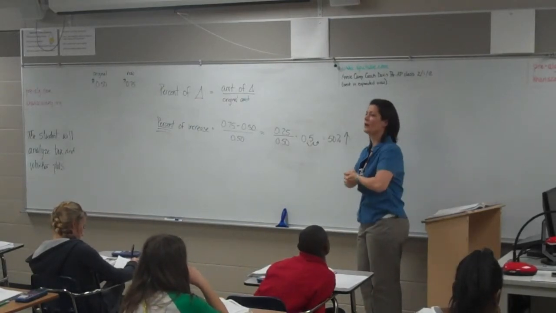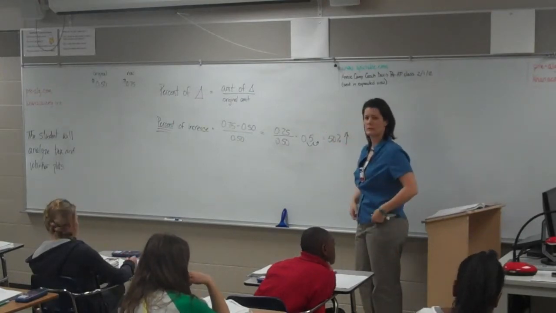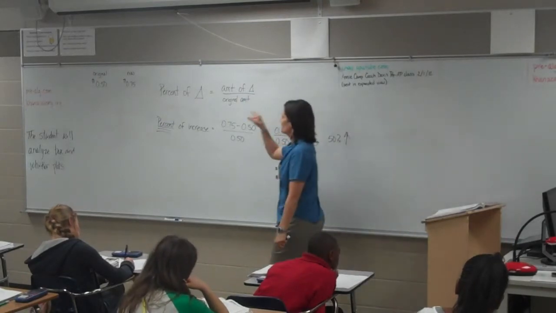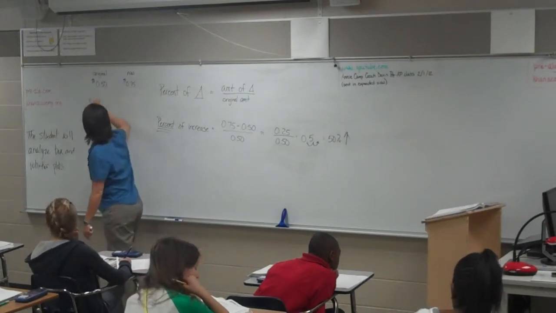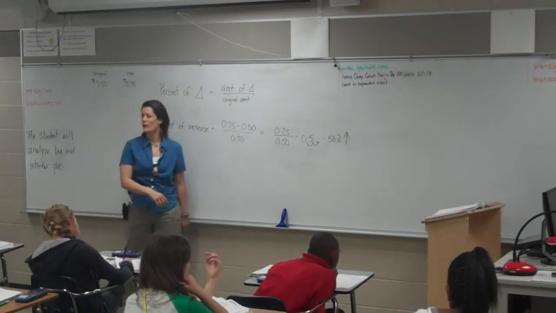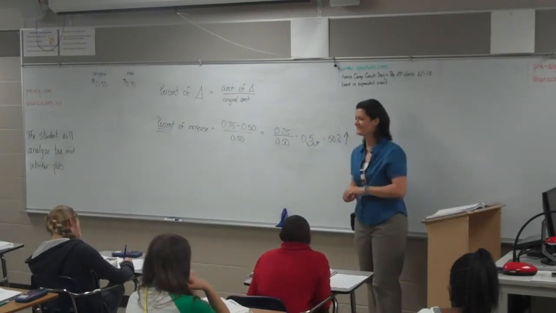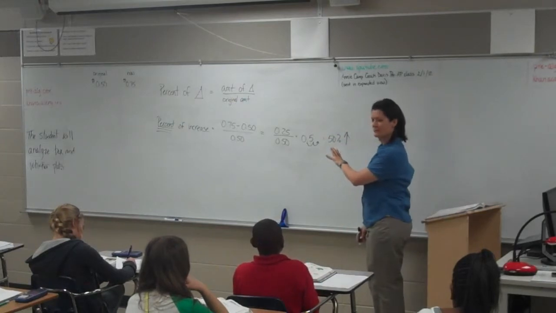If it was a 100% increase, what would your new amount be? $1. You doubled your amount. You took 100% of the original and added it back to it. You took 50 cents, you took 100% of it, you added it on, and your new amount would be $1. Highway robbery. Does that make sense? Okay.